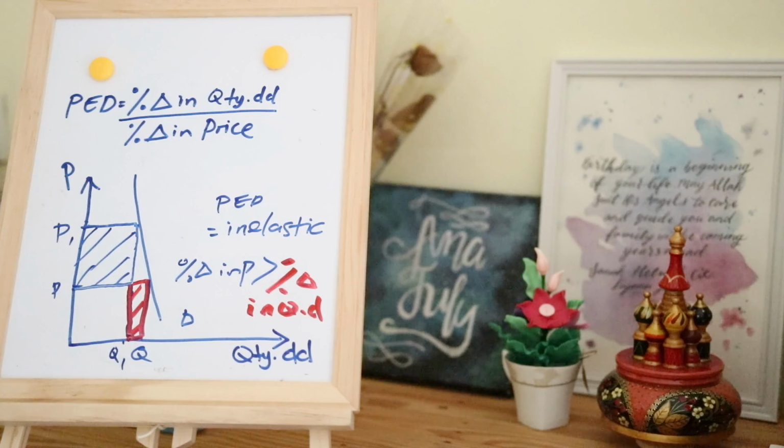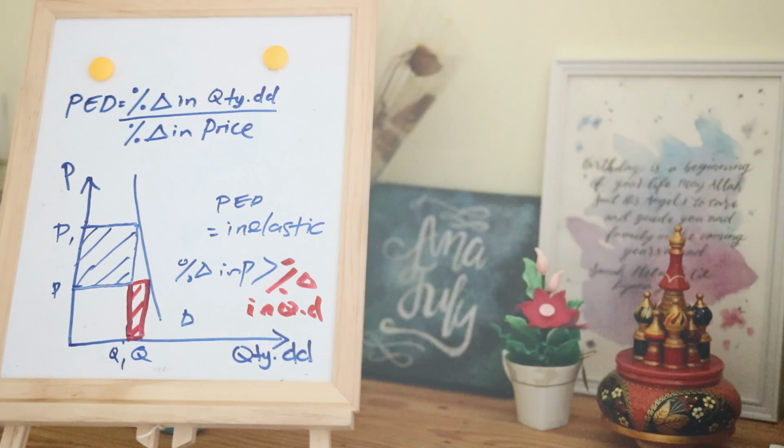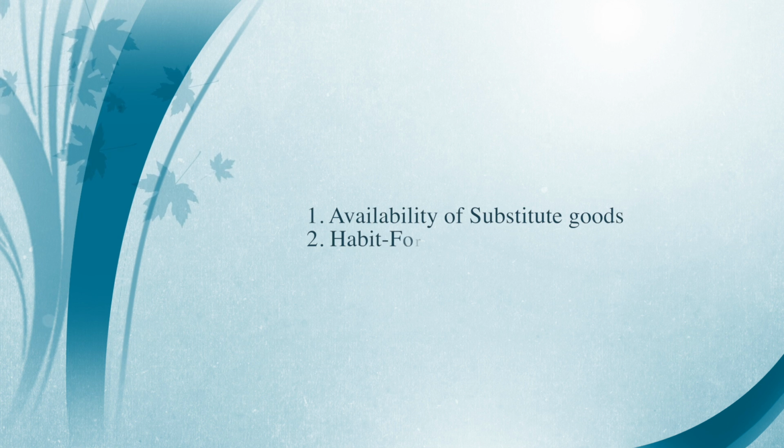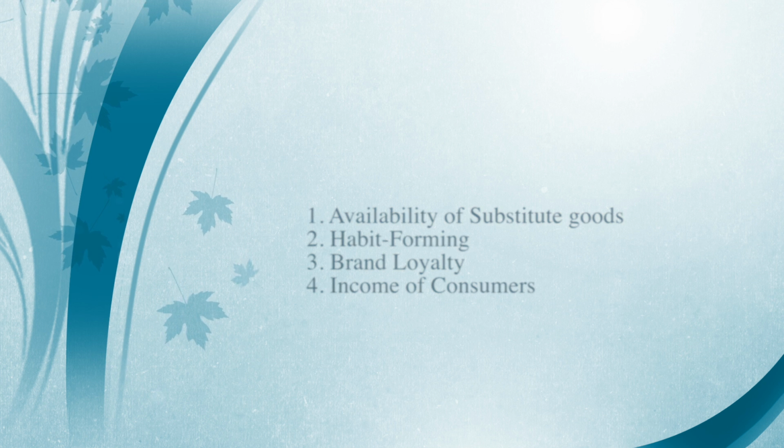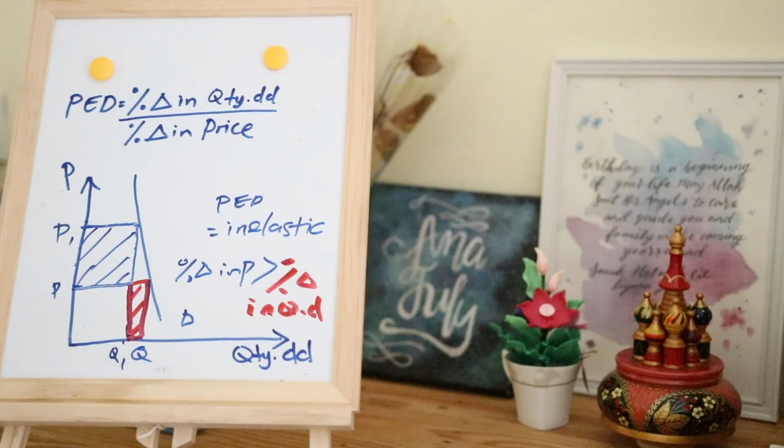In general, the availability of substitute goods in the market will affect the price elasticity of demand. Another example would be the habit forming type of product, brand loyalty, and also it will depend on the income of the consumers. The larger the income of the consumers, the less elastic the PED will be.